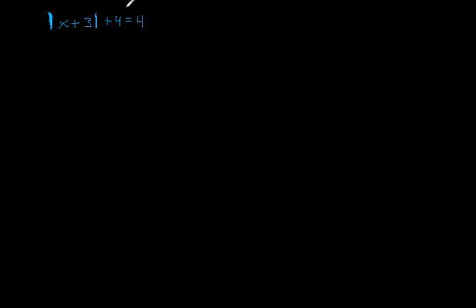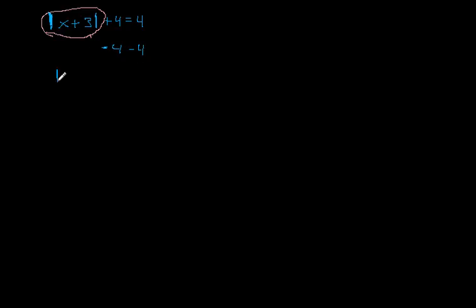The first thing that you want to do, you remember how we isolate variables? We also want to isolate absolute values. So how do you isolate this absolute value? You want to subtract 4 from both sides. Absolutely, because the absolute value is being added by a number, and the way to undo addition is to subtract. We'll subtract 4 on both sides.